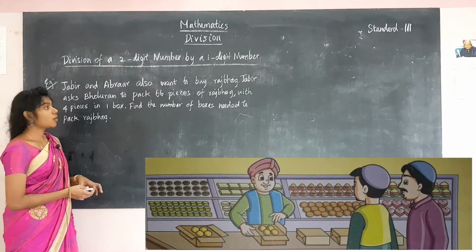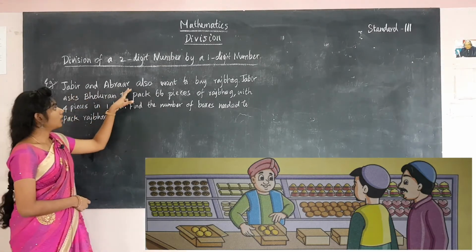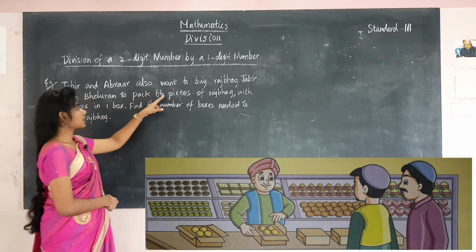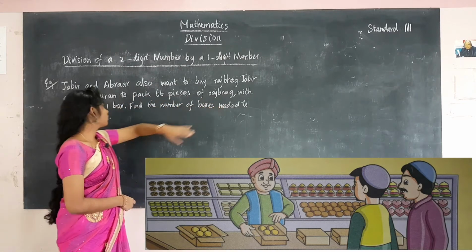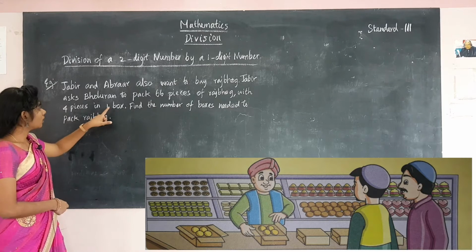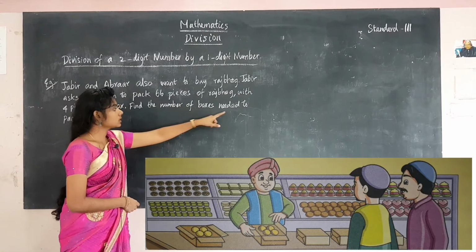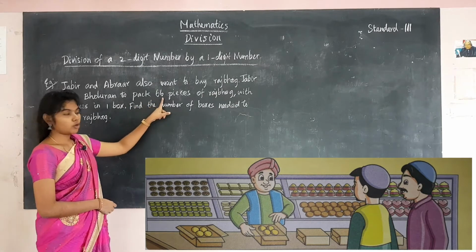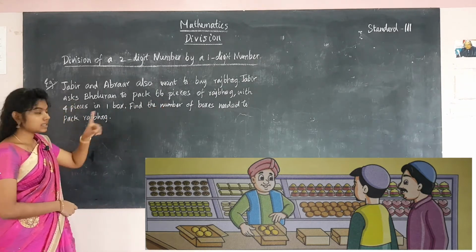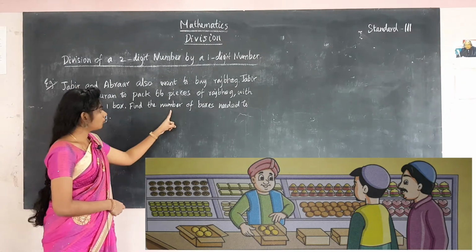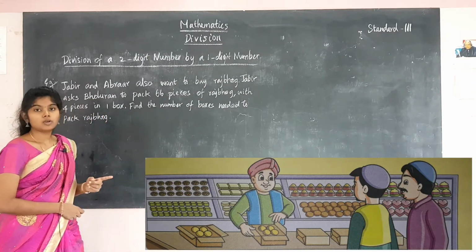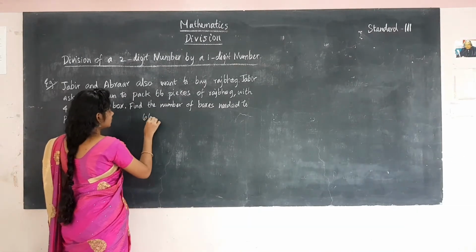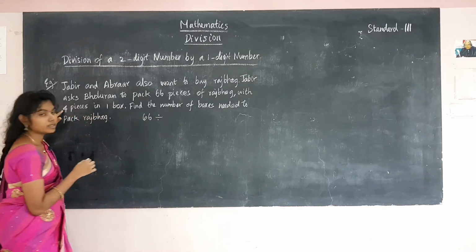Now we are going to see another example. Jabir and Abrar also want to buy Raj book. Jabir asked Boluram to pack 66 pieces of Raj book with 4 pieces in one box. Find the number of boxes needed to pack Raj book. So he needs 66 pieces and he asked to pack 4 pieces in one box. We have to find the number of boxes needed, so we have to do division. You know how to write that: 66 divided by 4 pieces.